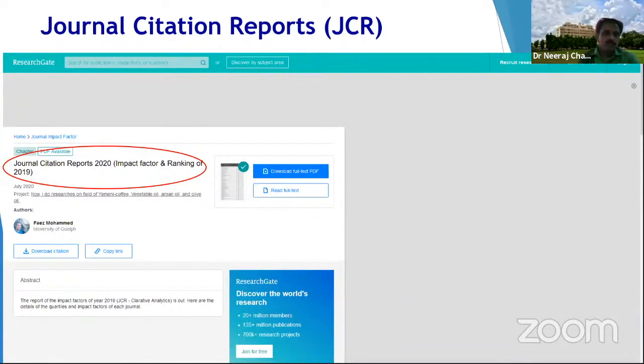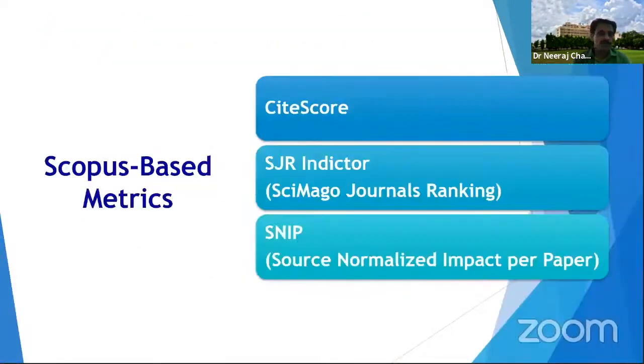So if you don't have access to the current JCR, what you can do is, I was searching for this JCR on the internet, and I found that ResearchGate is one of the sources from where you can get last year's JCR. This is freely available, and you can use this JCR for getting the impact factor of any journal for last year. But for this year's or the current year's impact factor, you will have to subscribe to the JCR for your library.